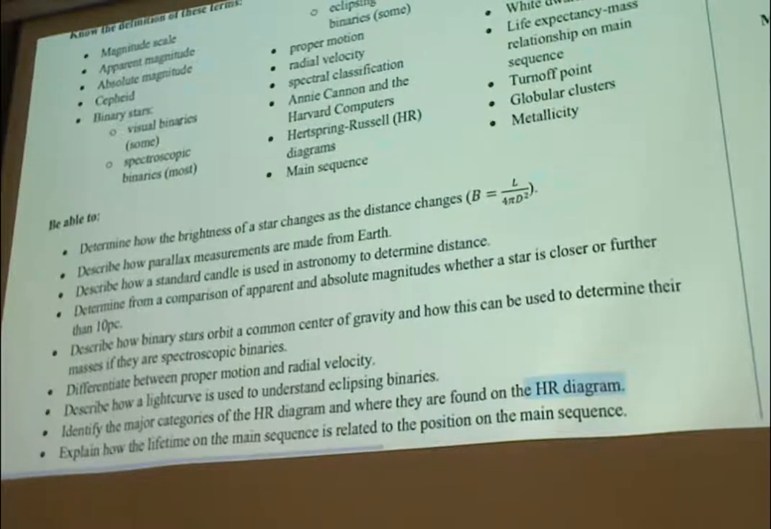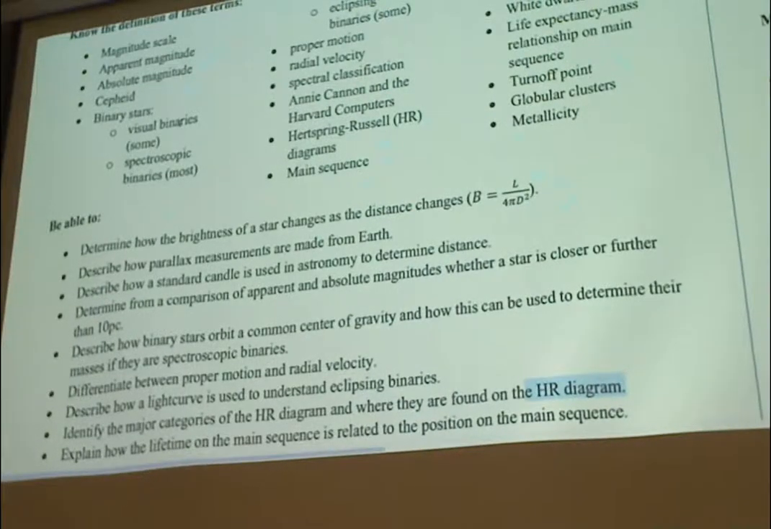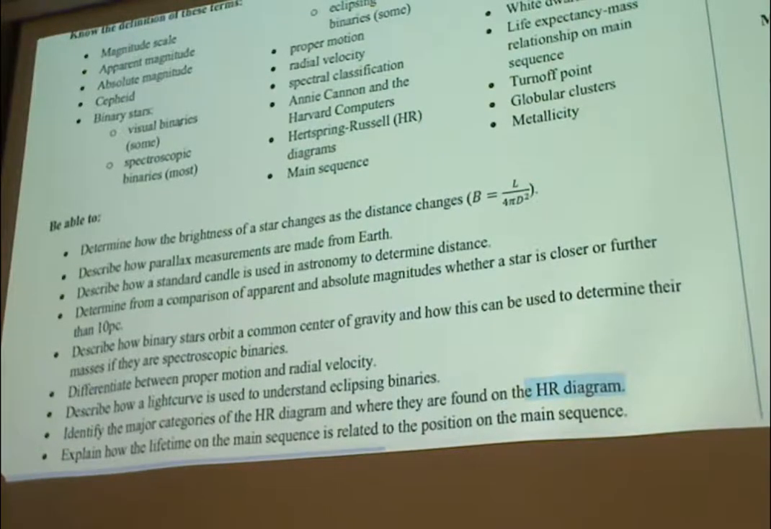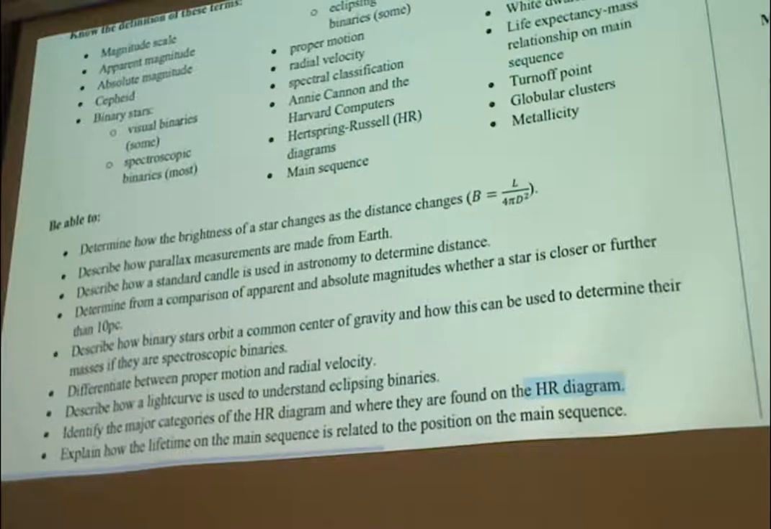Okay. Globular clusters, are they young or are they old? They're old. They've had a long time and they stay together because of gravity and they are made up of old stars. Okay, so they're going to be the older type of cluster.